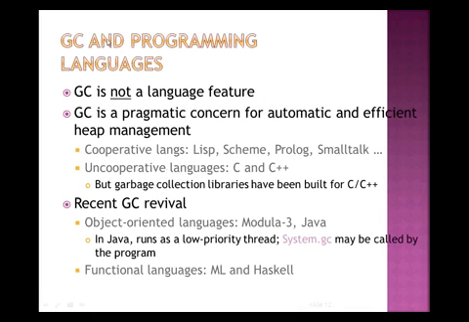Now, garbage collection and programming languages. What is the main link between garbage collection and programming languages? Garbage collection, or GC, is not a language feature. It is not dependent on any language. Garbage collection is available in any programming language. It may be C, it may be C++, it may be Java.